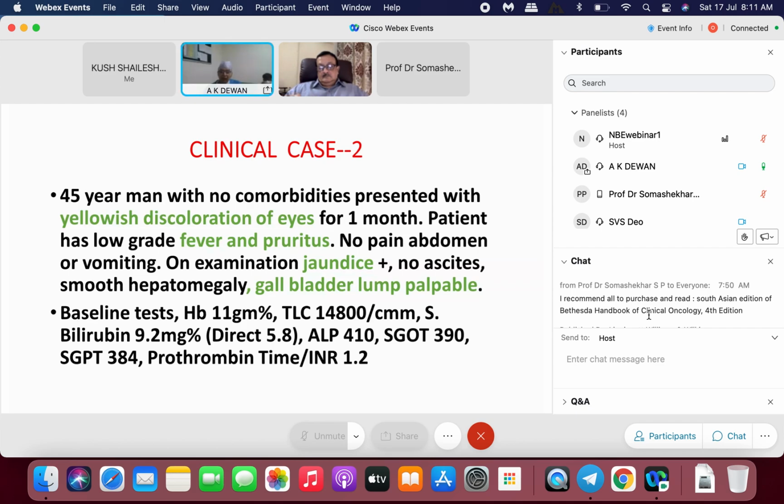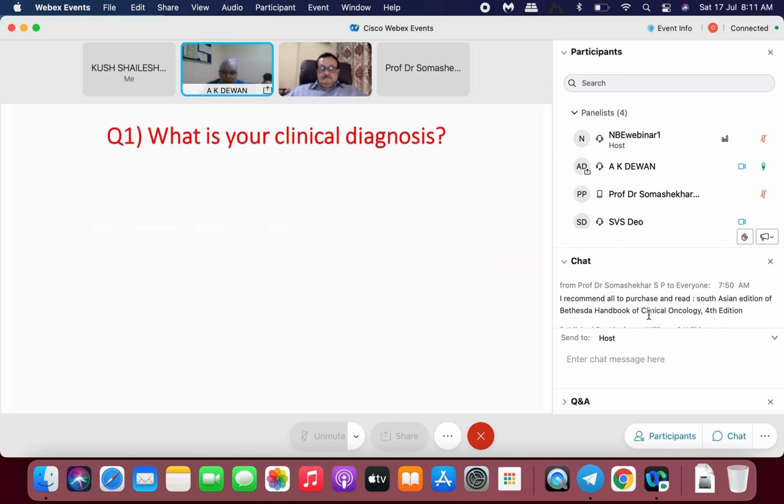I am saying somebody might show you a laparotomy photograph. Somebody might show you the operative video of Whipple's. So be prepared that clinical scenario, even this could appear in OSCE also.